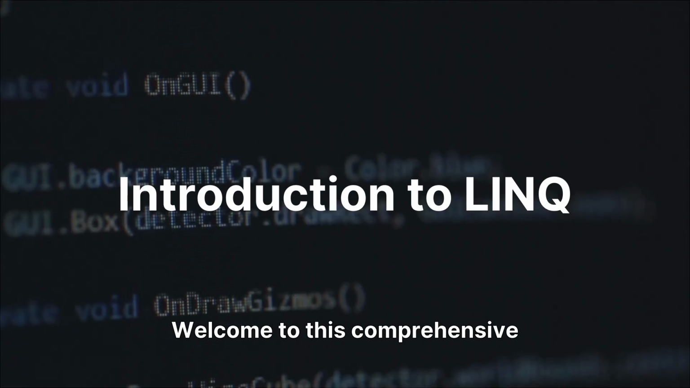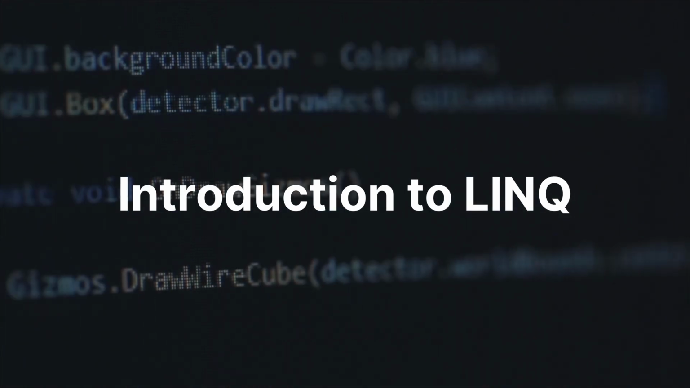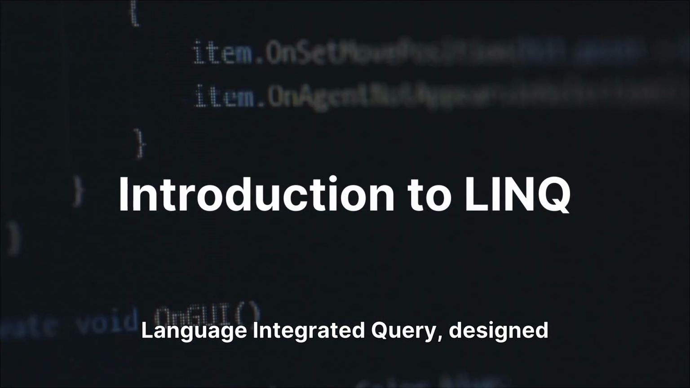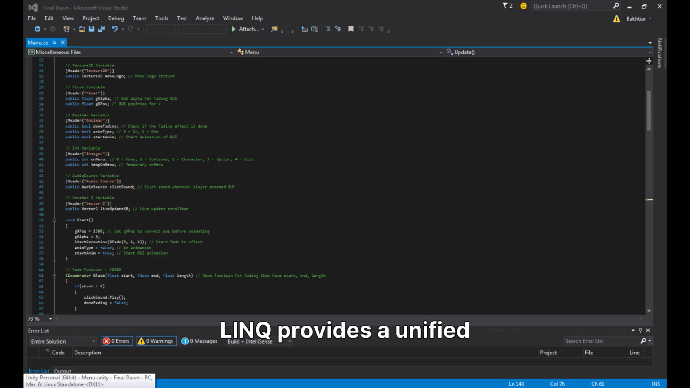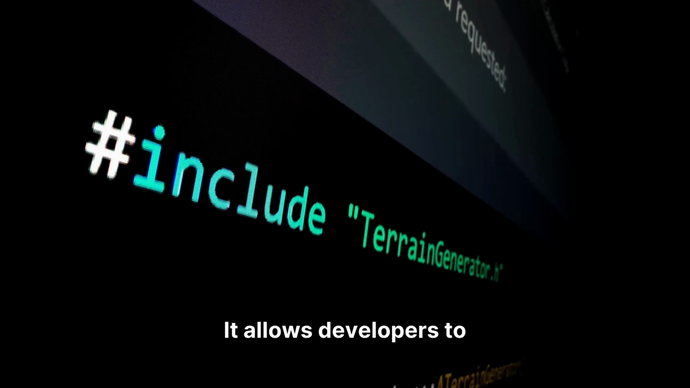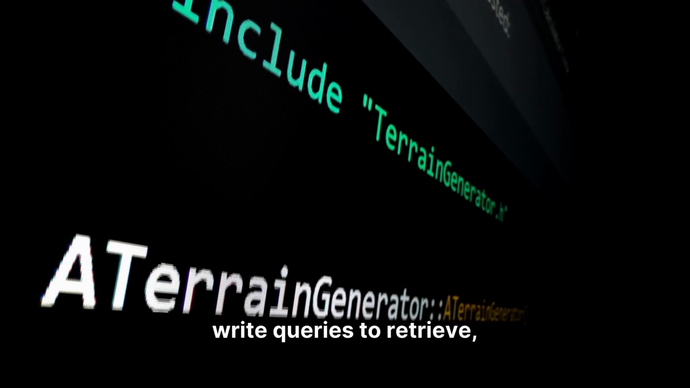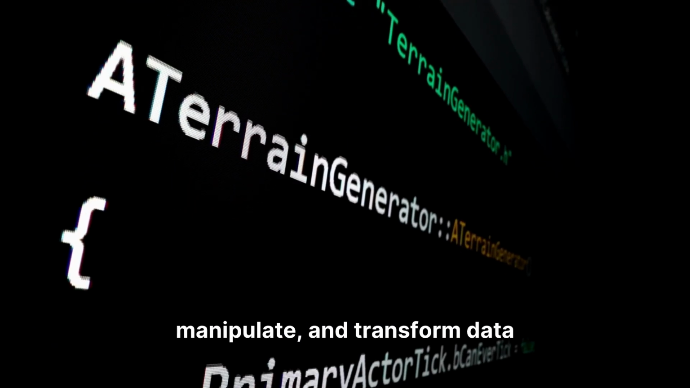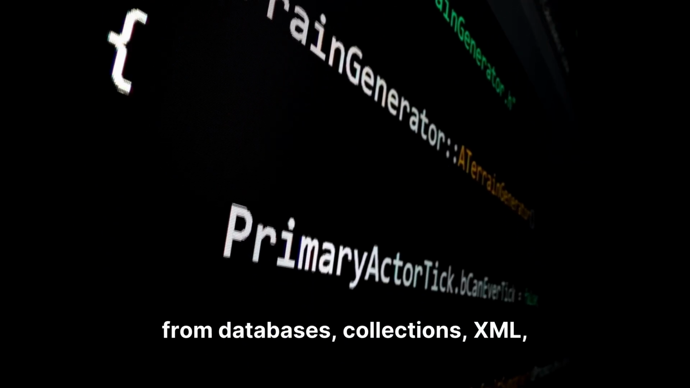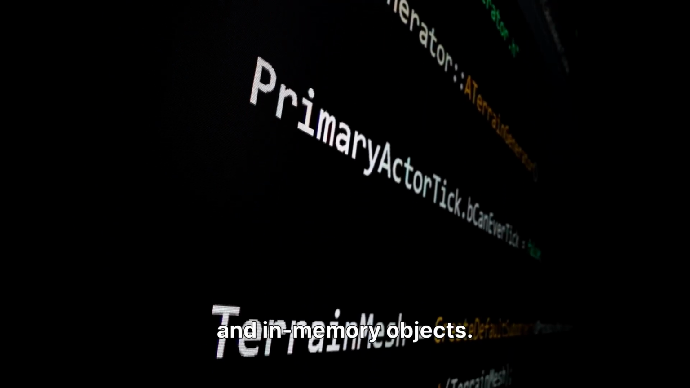Welcome to this comprehensive guide on LINQ, or Language Integrated Query, designed specifically for beginners. LINQ provides a unified way to query data from various sources using a common syntax within C# or VB.NET. It allows developers to write queries to retrieve, manipulate, and transform data from databases, collections, XML, and in-memory objects.